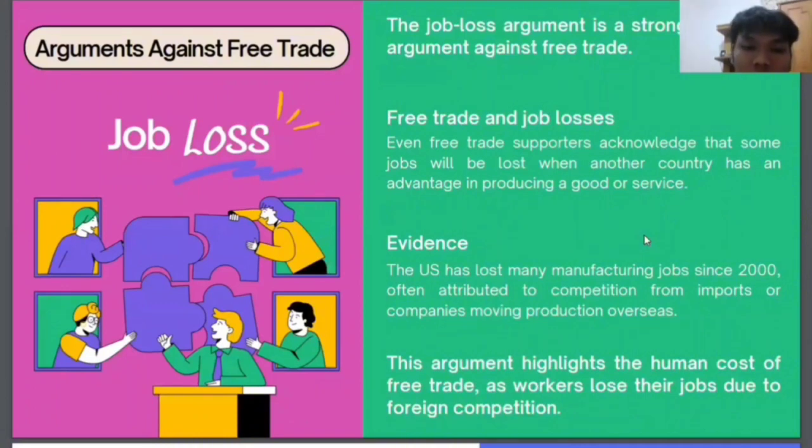The next argument is job loss. The job loss argument is a strong emotional argument against free trade. Even free trade supporters acknowledge that some jobs will be lost when another country has an advantage in producing a good or service. The evidence: the US has lost many manufacturing jobs since the 2000s, often attributed to competition from imports or companies moving production offshore. And these arguments highlight the human cost of free trade as workers lose their jobs due to foreign competition.